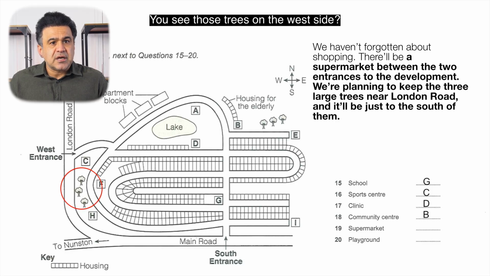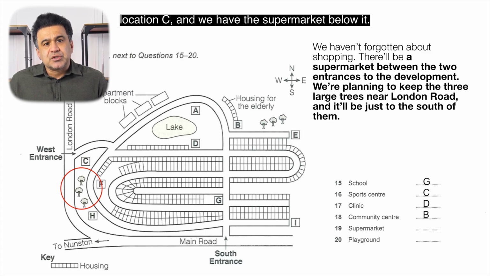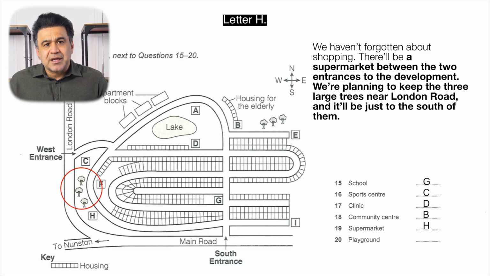You see those trees on the west side? We have the sports center on top, location C, and we have the supermarket below it, letter H.